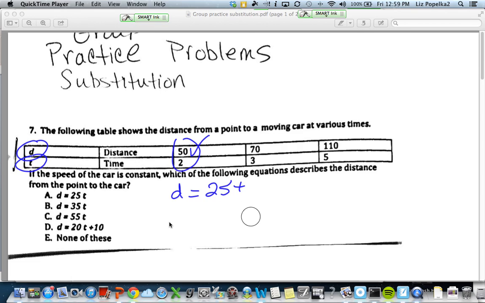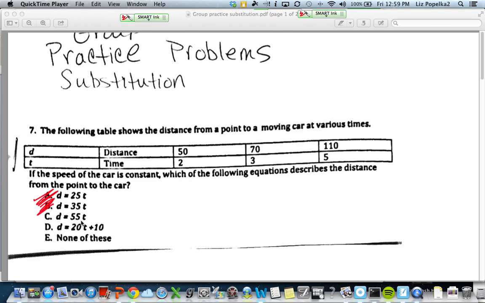The tricky thing about these function table questions, though, is that it might work for one, but it won't work for all of them. And in order for it to be the right answer, it's got to work for all of them. So now I'm going to take a 3, put it in here for the time. 3 times 25, that would be 75, not the 70 that is in the table. So since A doesn't work for all of them, it's not going to work as an answer.